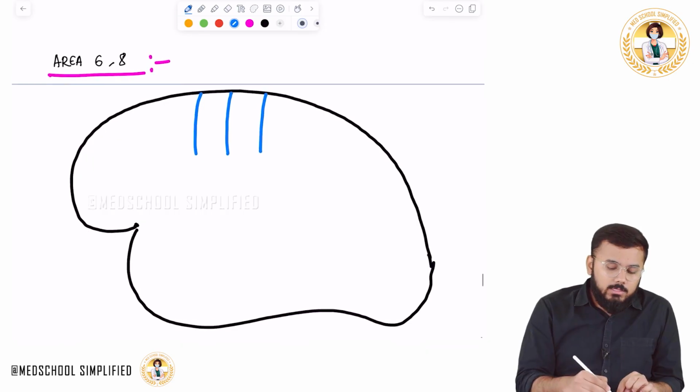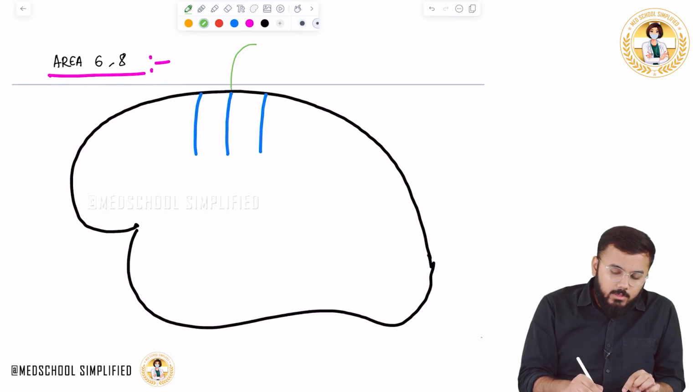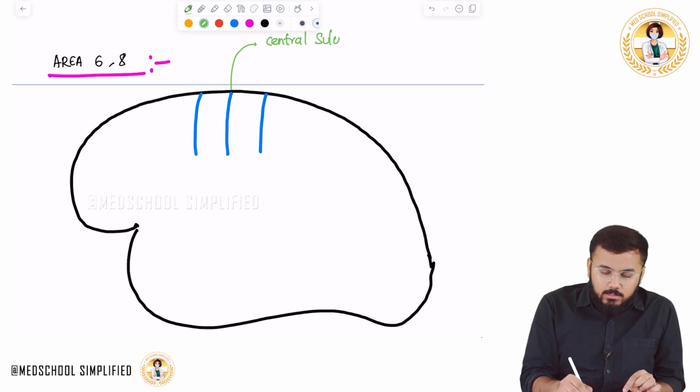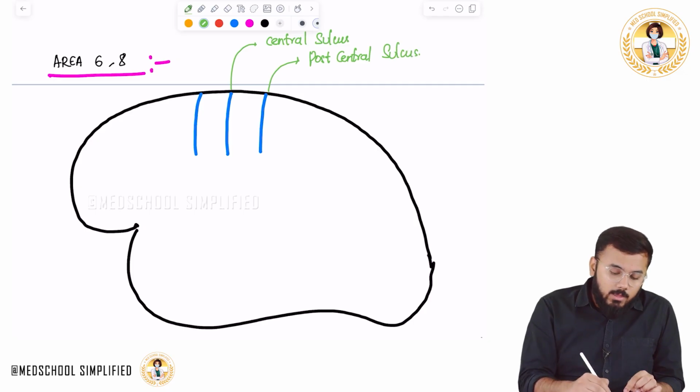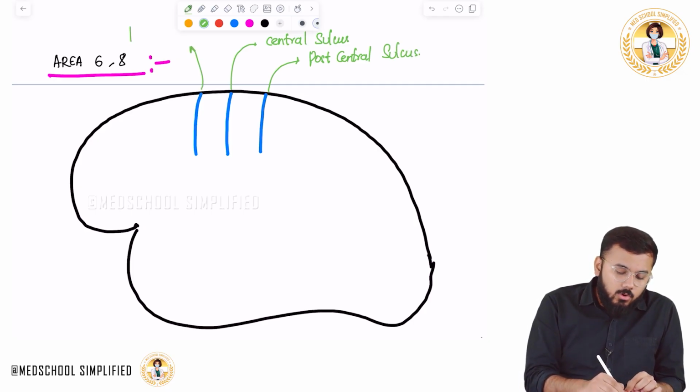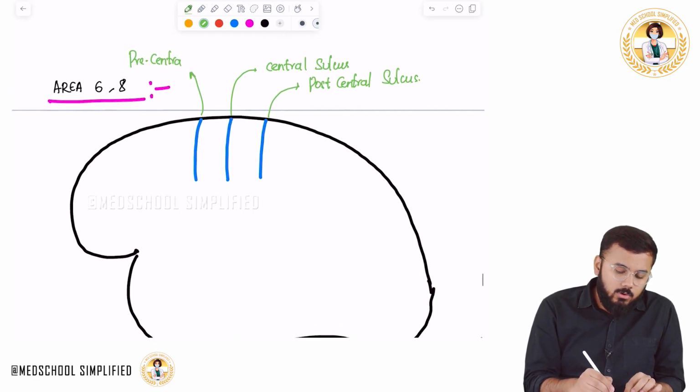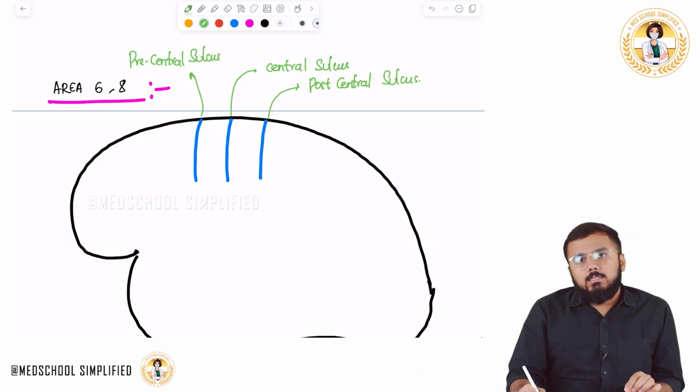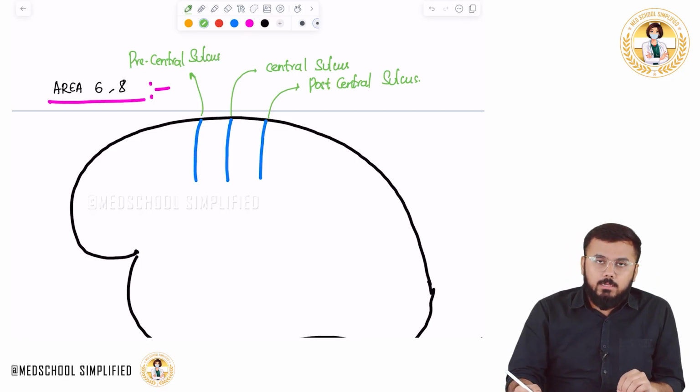So one is called the central sulcus. This sulcus located behind the central one, you call the postcentral sulcus. One located in the front, you call the precentral sulcus. So: central sulcus, postcentral sulcus and precentral sulcus.